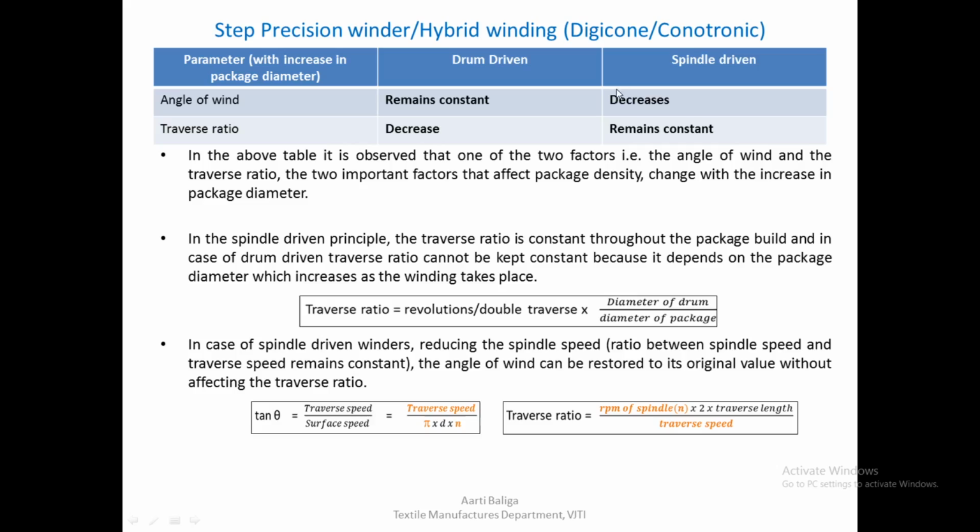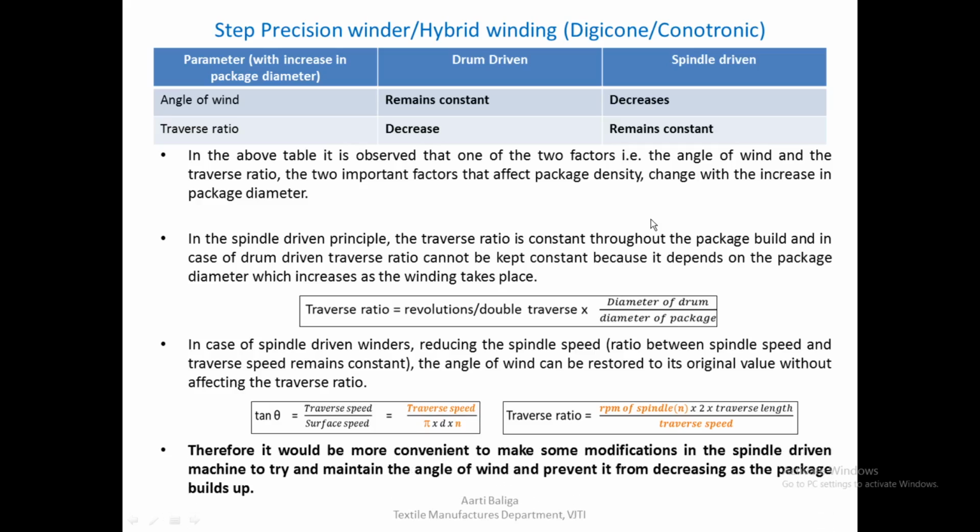So if I'm able to do this, keep the angle of wind constant throughout the build of the package, I get a new system that is known as the step precision winder, or a hybrid winding, or a digicone, or the commercial name is also known as conotronic. So in these principles, both these will be made nearly constant, so that my package density will remain same. So with this background, let us see how this actually works.